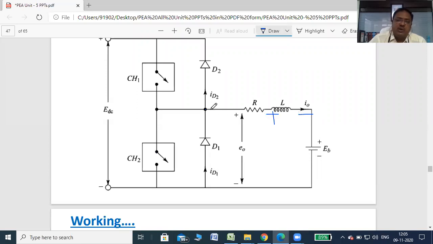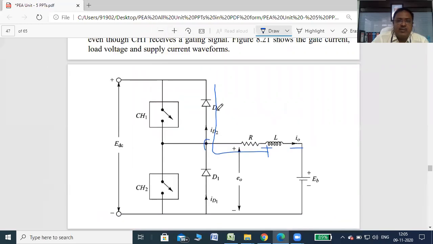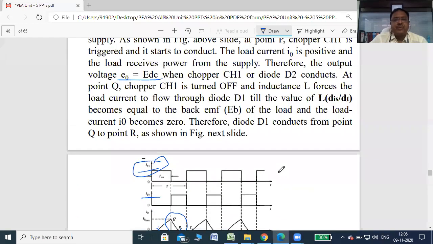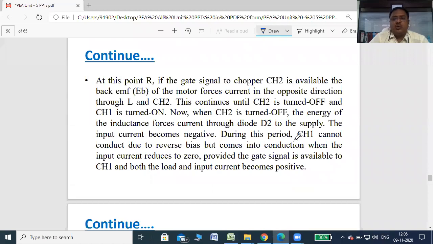Because of this positive, diode D2 is in forward bias condition. So current starts to flow through diode D2, then back to the EDC, and then again back to the inductor, right? So current flows from load to source this time. So through D2, the input current becomes negative.